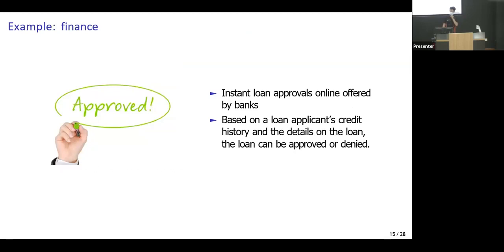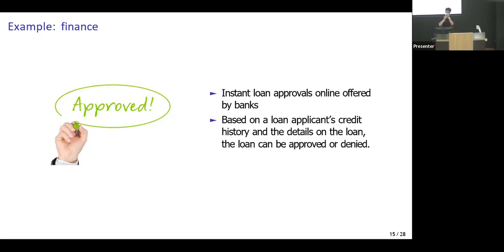So the third example concerns finance. Here we may go to a website and try to apply for a credit card. I think many of you are at the beginning stages of getting in touch with such systems. And sometimes we may go online to obtain loans. It is possible that you may get granted the loan immediately, or your credit card application is approved immediately. So how does it happen at the back end?